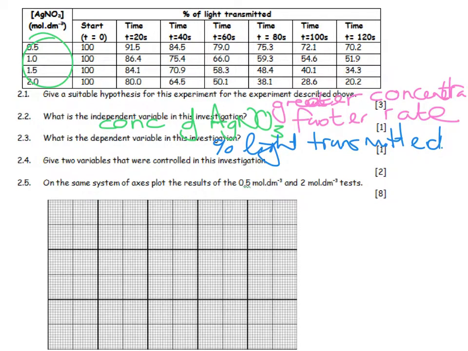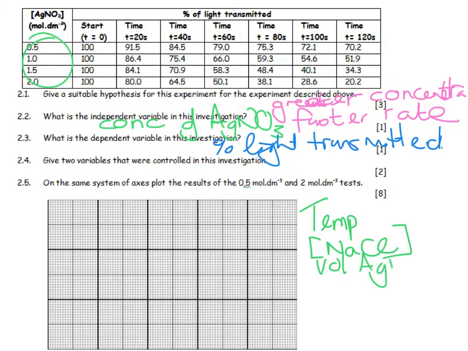Give 2 variables that were controlled in the investigation. I had to keep a number of things the same, and it's not the equipment or anything like that. You're not going to get marks for that in an exam. Something like temperature, or concentration of the sodium chloride, or volume of the silver nitrate, or volume of the sodium chloride, or all readings were taken at 20-second intervals. Not great, because that doesn't make your experiment work or not, but it does give it some consistency. So those are some of the things you could have put down.